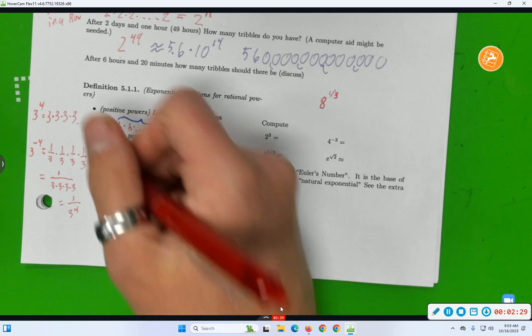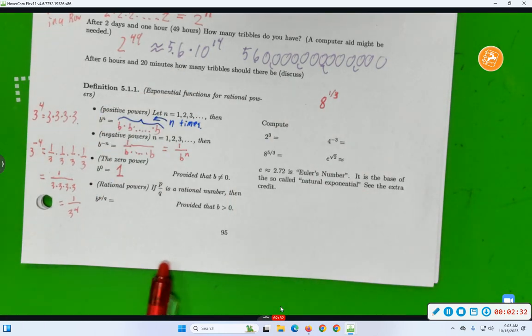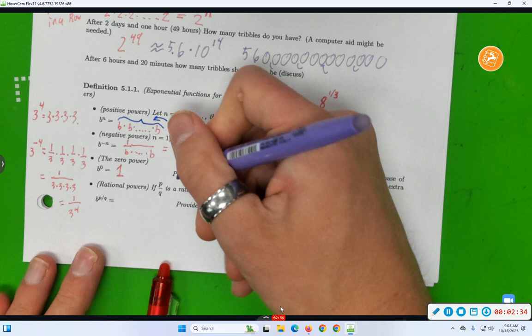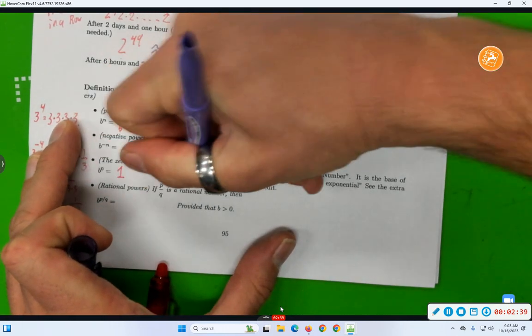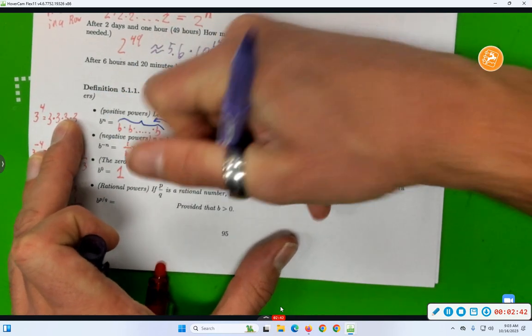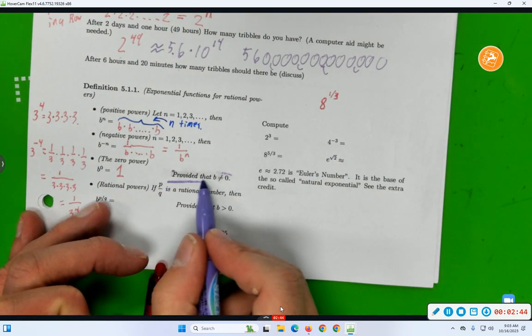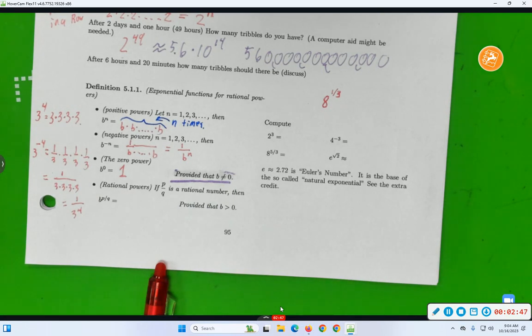Anything raised to the power 0 is 1 with a caveat. Provided that the base is not 0. 0 to the 0 is not something that you're allowed to talk about. 0 to the 0 does not technically make sense, in that, depending on how you think of it, you could justify 0 to the 0 being absolutely any number you want. So, we just won't.